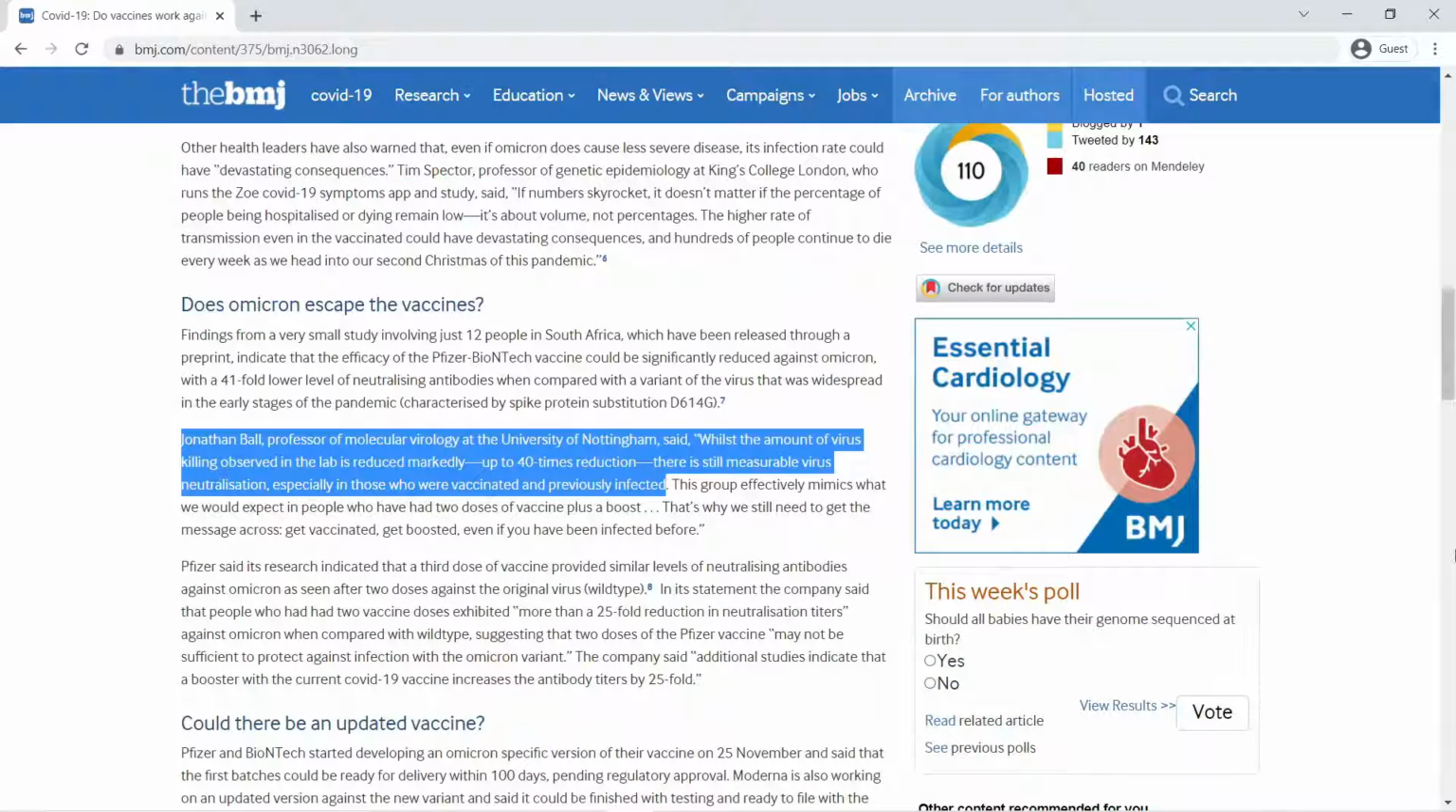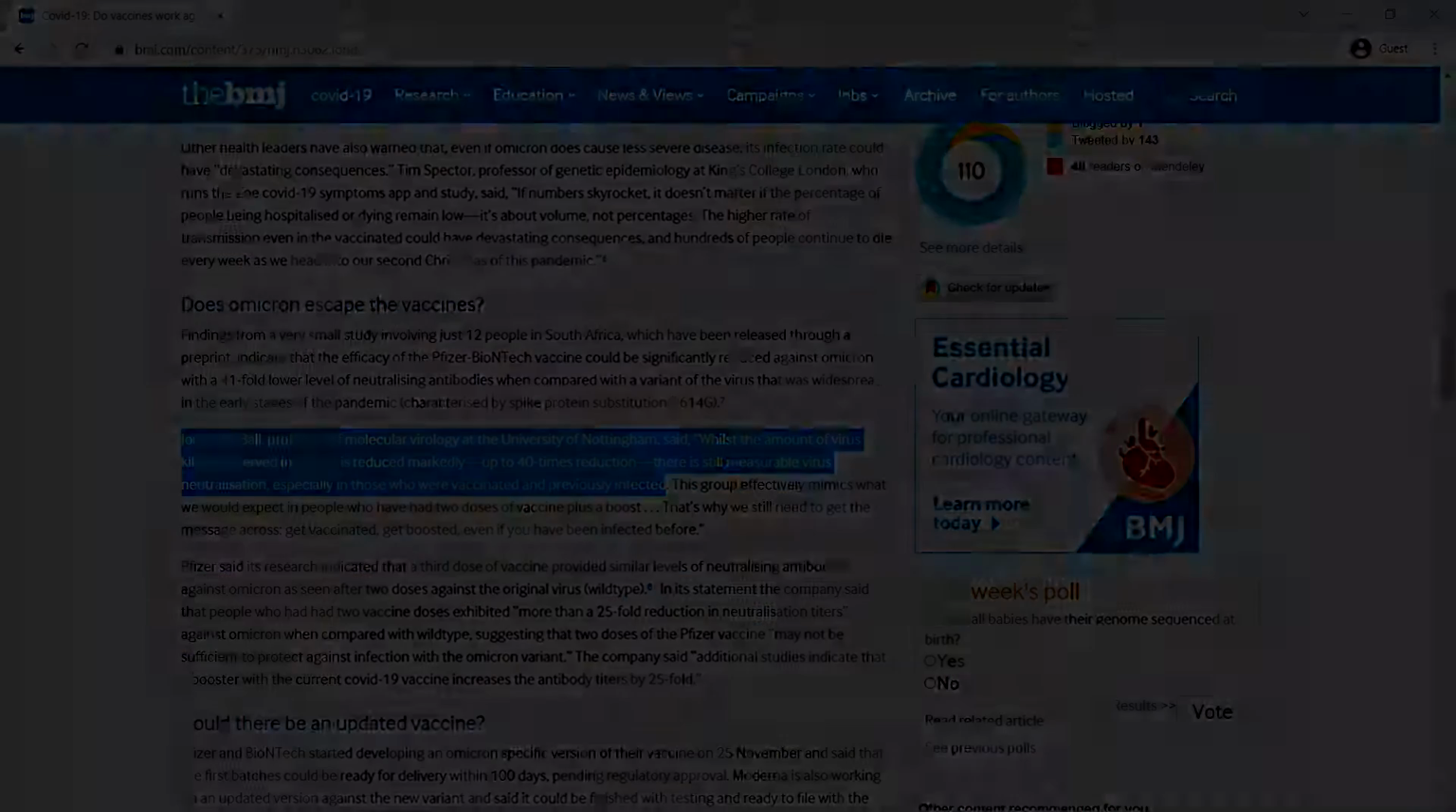This paper does also provide a line from Jonathan Ball, a University of Nottingham professor of molecular biology, in which he mentions that overall viral killing has been reduced, but neutralization still takes place when vaccines act upon the Omicron variant.